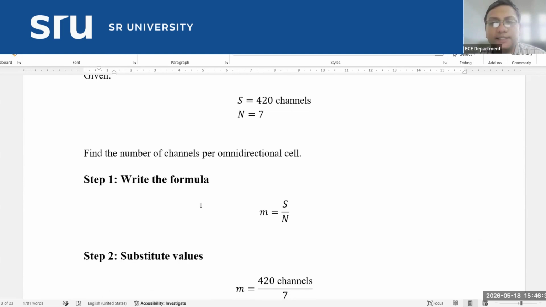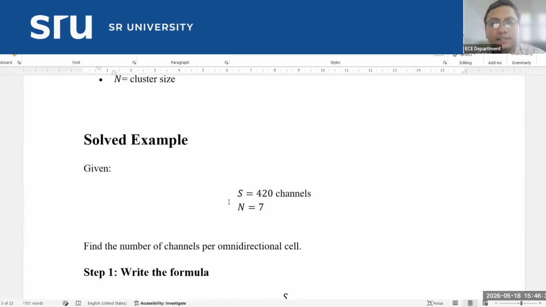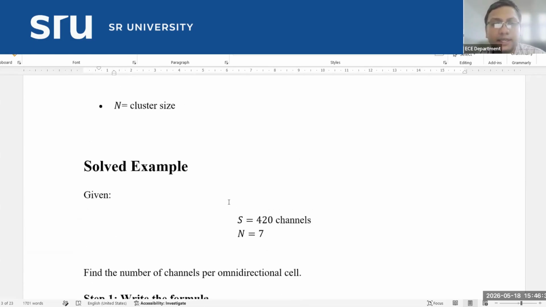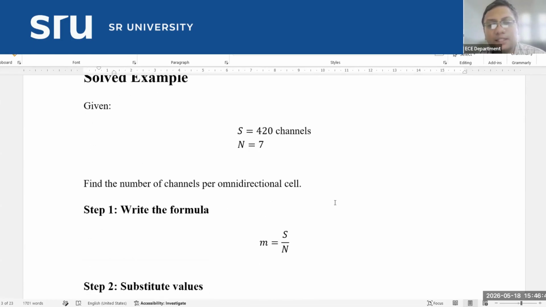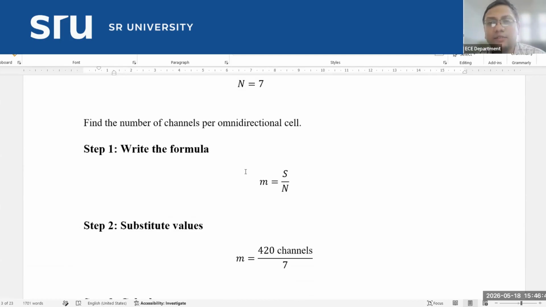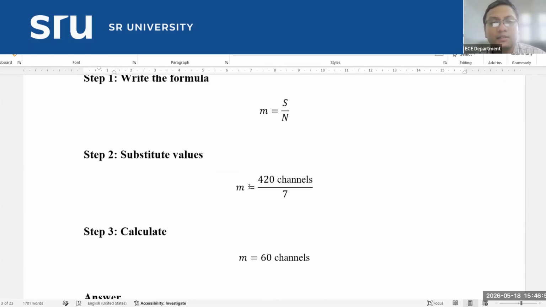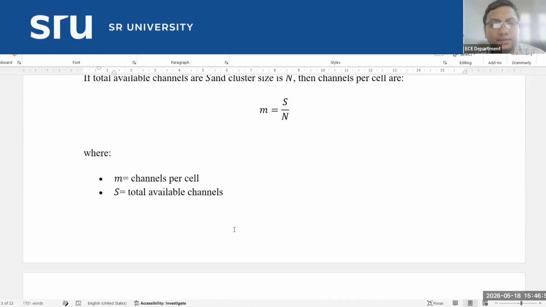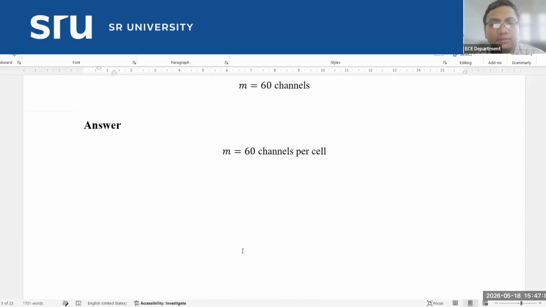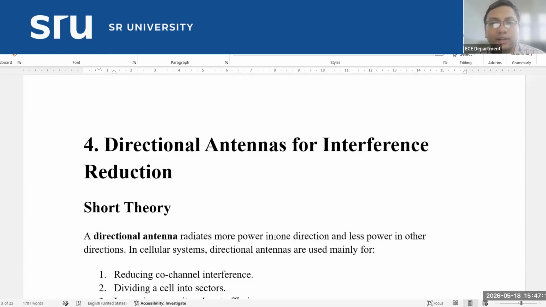So let us take one easy example. Suppose S, or total available channels, is 420 and N, or cluster size, is 7. So find the number of channels per omnidirectional cell. We know that the formula is M is equal to S divided by N. So finally, the channels per cell value comes up as 60 channels per cell. So simple division, very easy to calculate, where the antenna radiates in all directions.